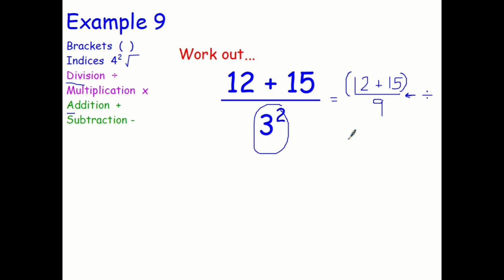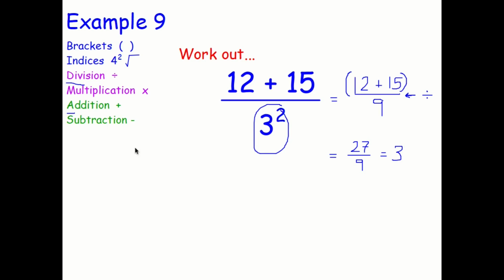So you're actually going to do that top bit first. 12 plus 15 is 27, and then I'm going to do my divide by 9, and 27 divided by 9 is 3. I'll show you where that confusion lies.